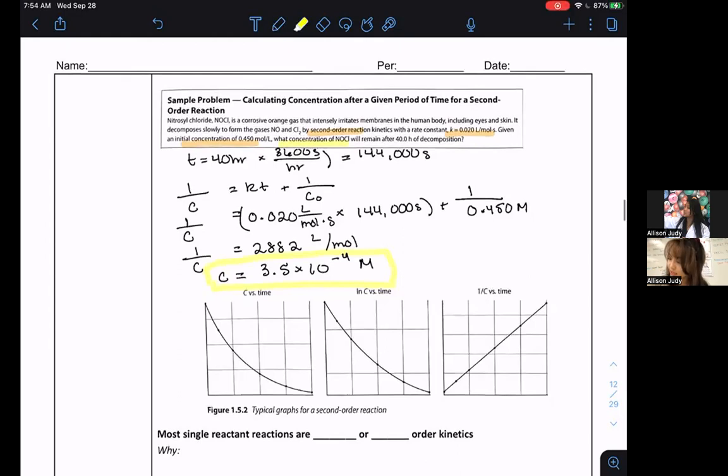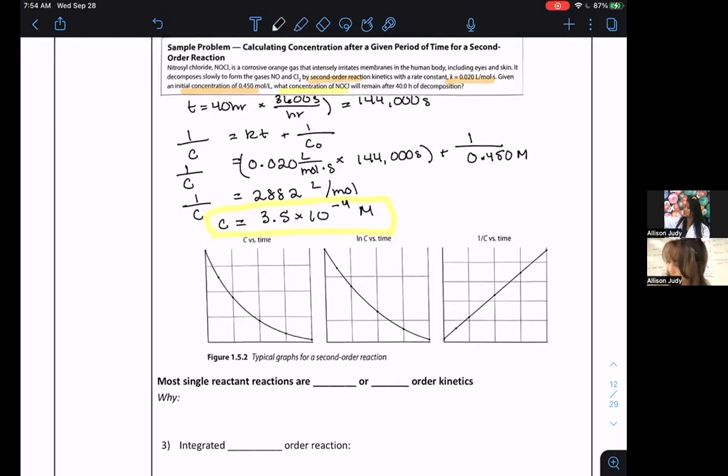Also, one thing I'm going to say again is you need to be able to identify second order reactions from a graph. So what you'll see is when you have a second order reaction, you will see a linear trend when you have 1 over the concentration versus time.